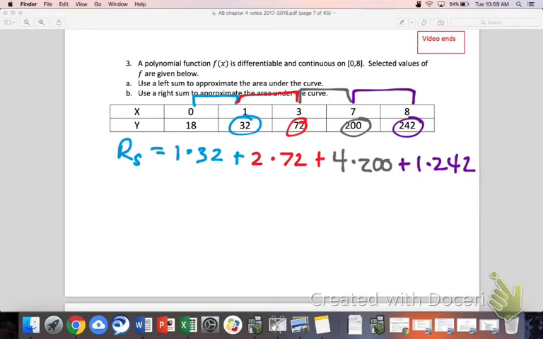Question? If it was the midpoint sum, would you just find the midpoint between like 18 and 32? We'll talk about that in a second. That's a good question. I was actually thinking about that. But we'll get to that.